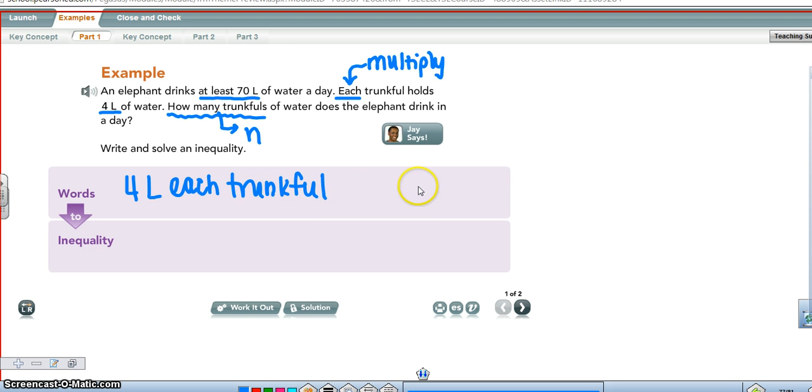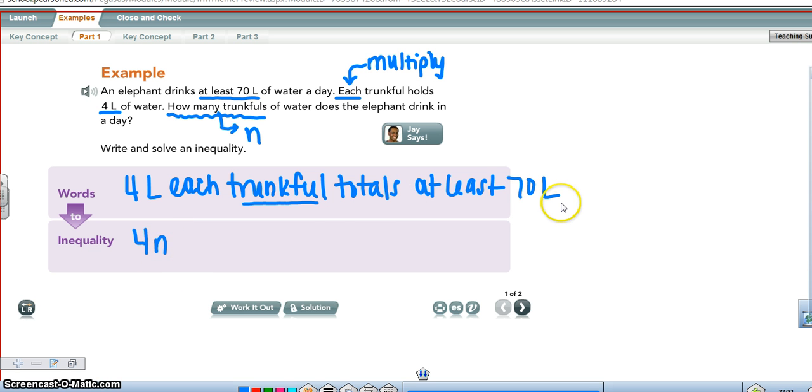And that should total up to be at least 70 liters. So 4 liters each trunkful should total up to be at least 70 liters. Okay, 4 liters each indicates we're doing some kind of multiplication. We don't know how many trunkfuls, so we are using n.